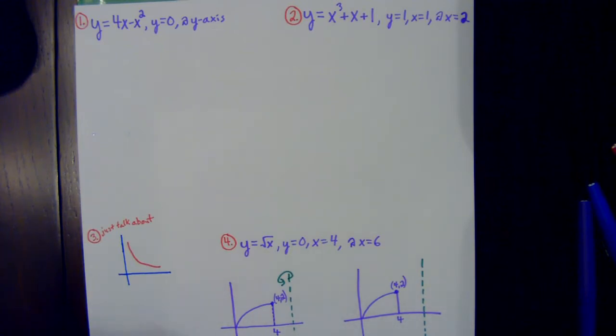a disk method. I never look at the problem and say, am I going to use disk or shell on this? How do I know I'm going to use disk or shell? You're already losing if you're trying to do that. You got to look at the picture. You got to look at the equation. The picture or the equation will dictate which way that rectangle should be drawn. And that will determine whether it's going to be a dx problem or a dy problem.